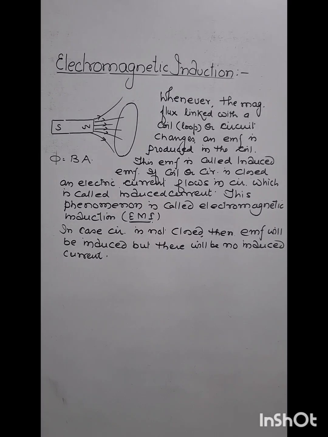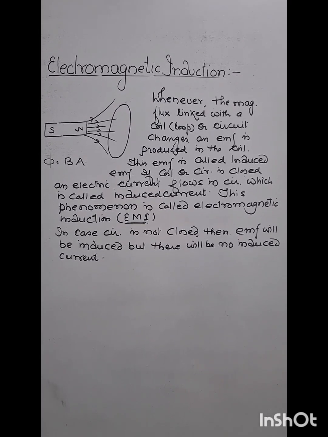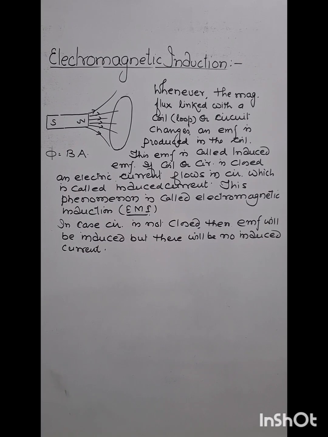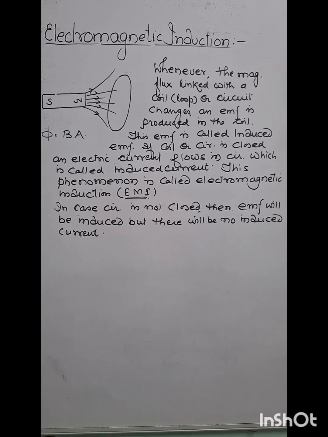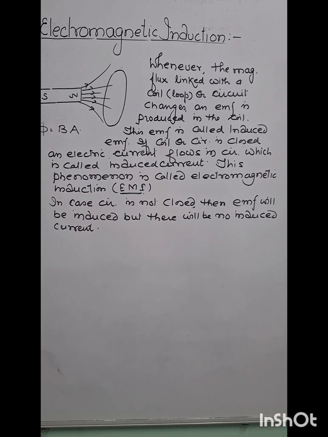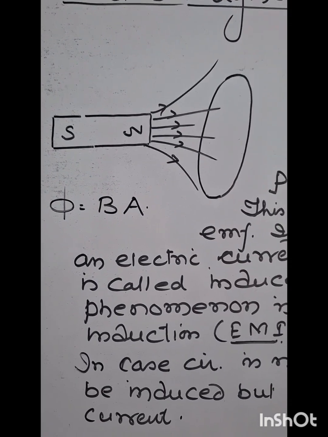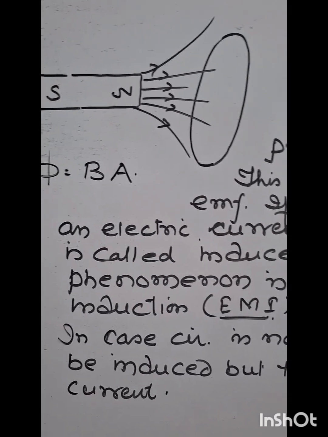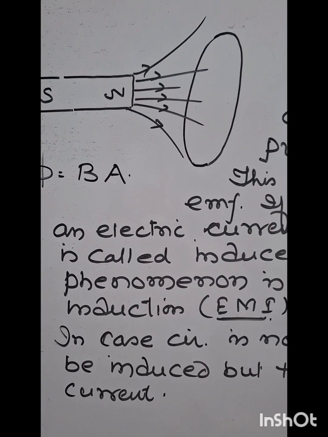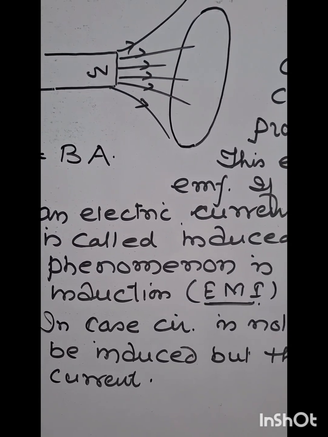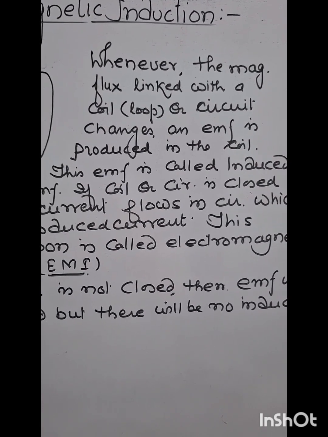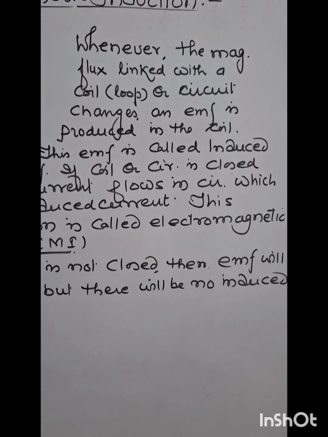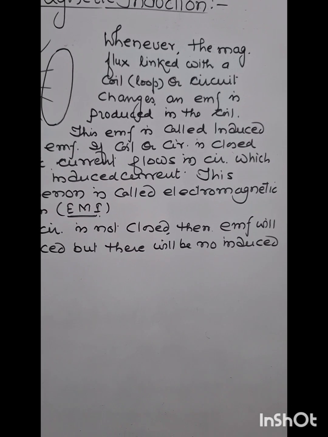Students, today's topic is electromagnetic induction. In the figure you are going to see a circular coil and a magnet. If we move the magnet towards the coil or away from the coil, in both cases the magnetic flux linked with the coil will change. So whenever the magnetic flux linked with a coil or circuit changes, an EMF is produced in the coil.